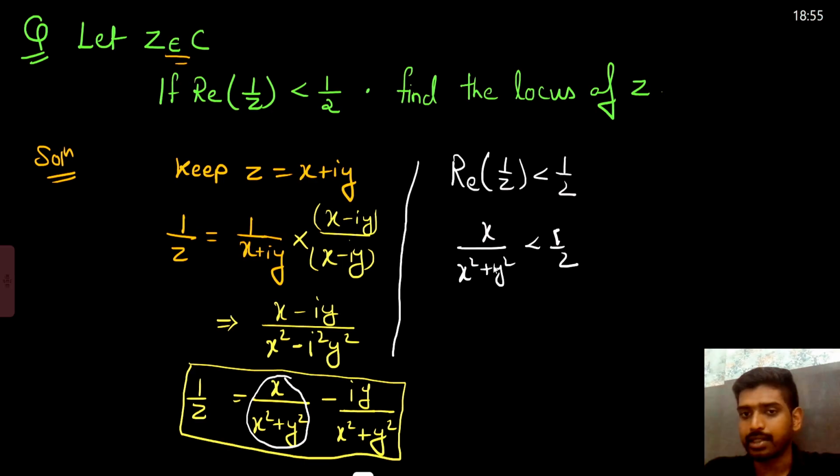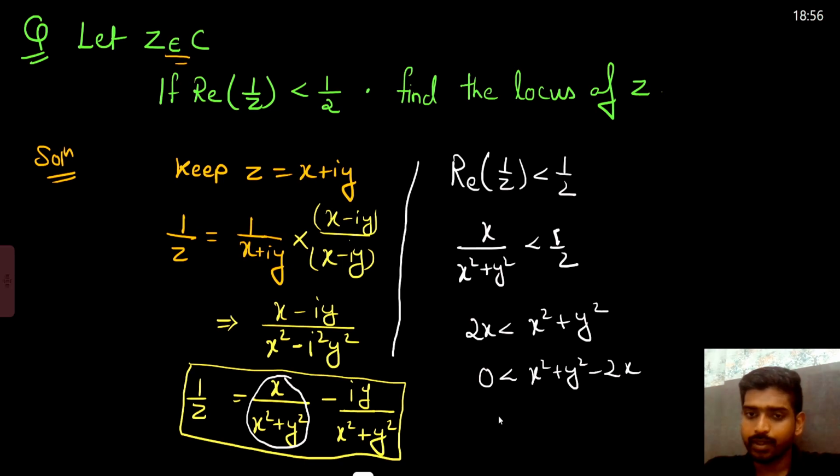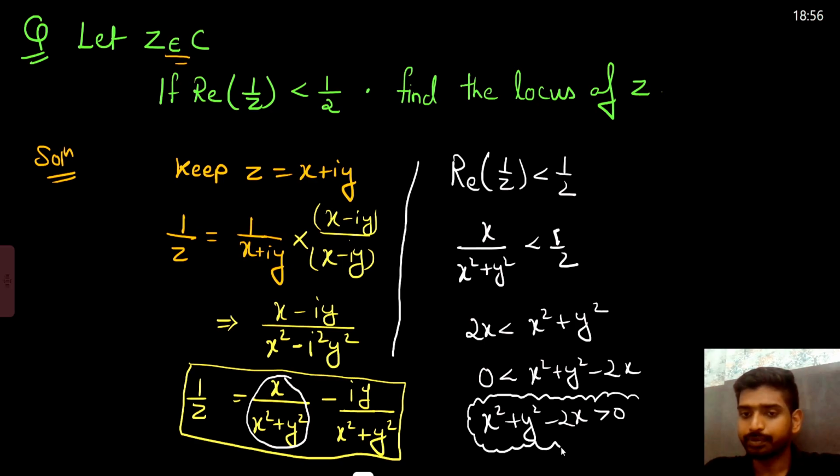Now we'll cross multiply. As x square plus y square is positive, we can send this to that side, and this 2 is also positive, so we can send this 2 to this side. So here we'll get 2x is smaller than x square plus y square. If we send 2x to that side, we will get 0 is smaller than x square plus y square minus 2x. Or you can write this as x square plus y square minus 2x is greater than 0. Got it?